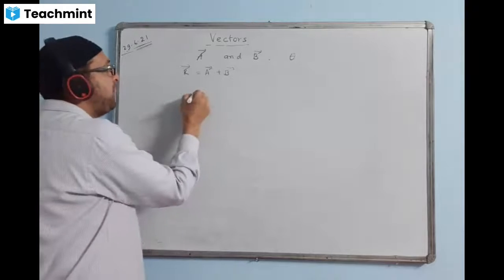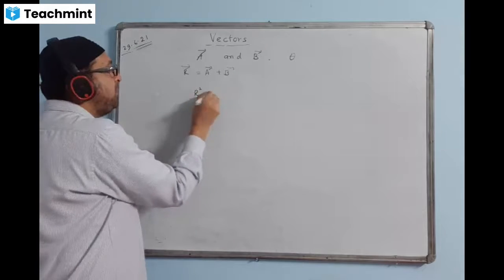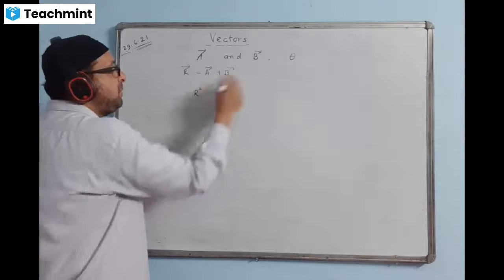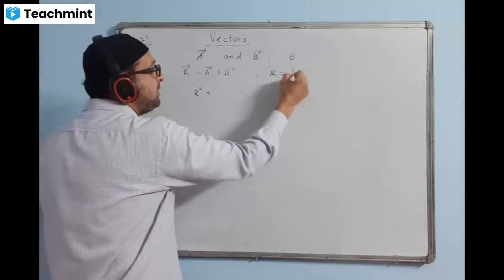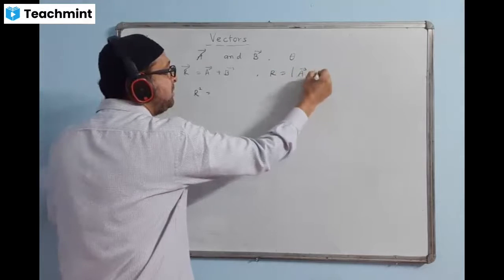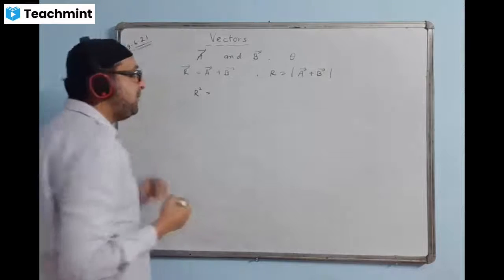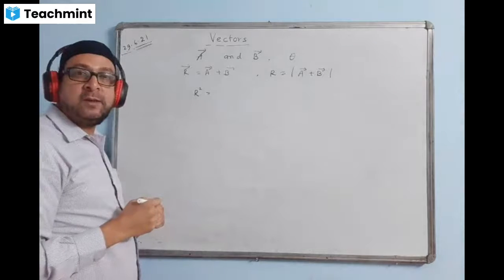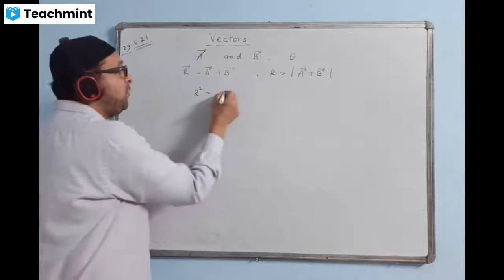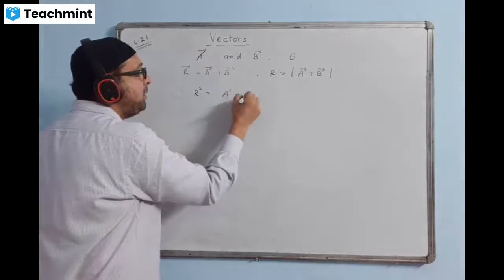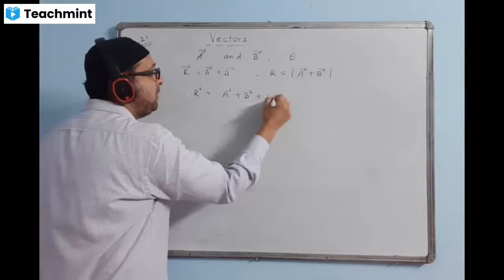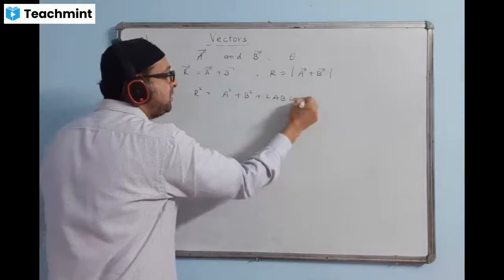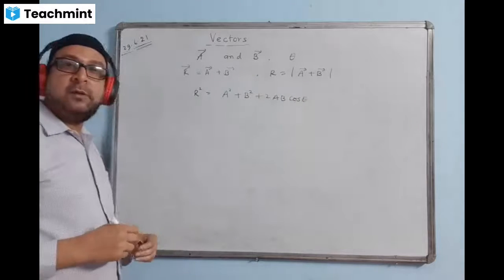And what is the value of R? R squared, I'm only talking about magnitude. This is the same as R is the same as magnitude of A plus B. What was the formula of R squared? Yesterday we had derived it. R squared formula was coming like this: A square plus B square plus 2AB cos theta. This is yesterday's a bit of revision, and then we'll continue from there.